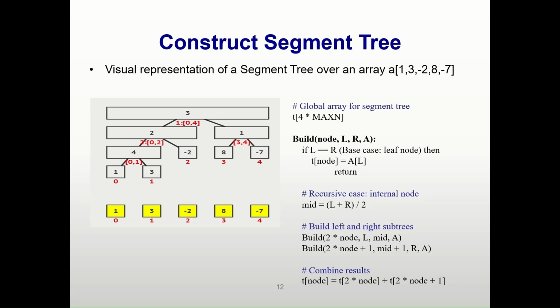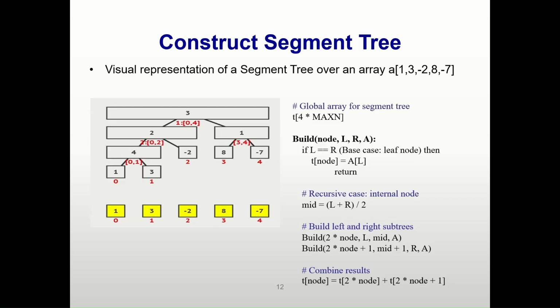We have an array A equal to 1, 3, minus 2, 8, minus 7. The goal is to build a tree where each node stores the sum of a segment of this array. We use the function build, which takes node, left, right, and array, where L and R are the left and right boundaries of the current segment and T denotes the tree. If left equal to right, it means we have only one element, that's a leaf node. So we simply store the element: tree of node equal to array of left.